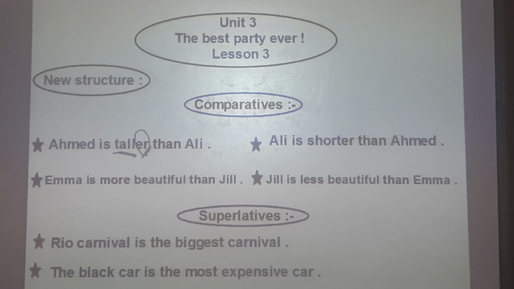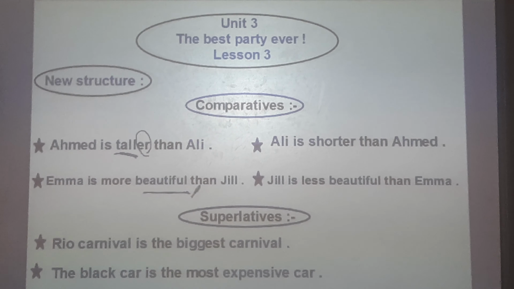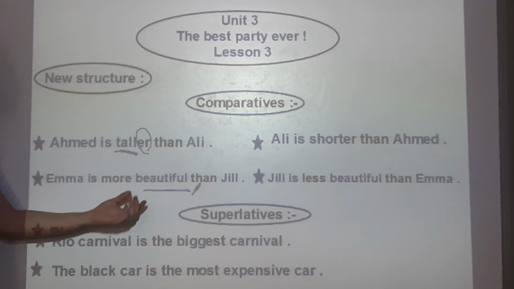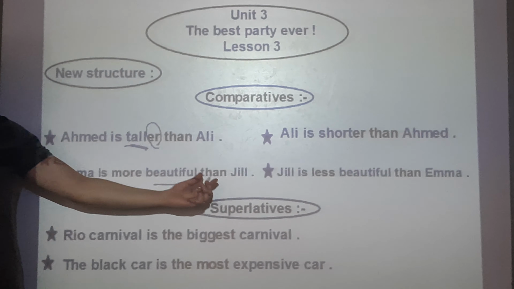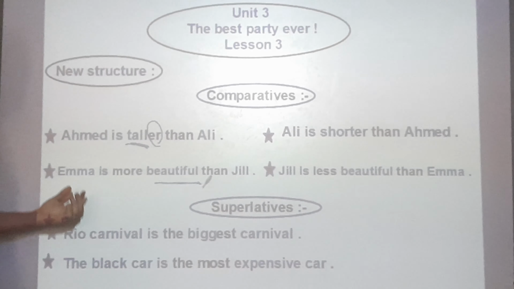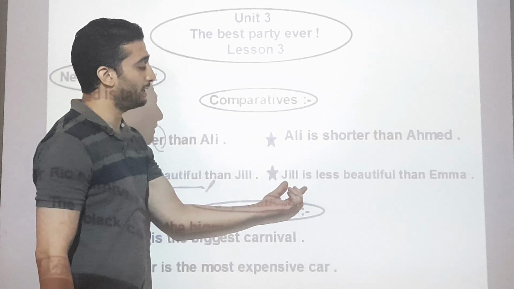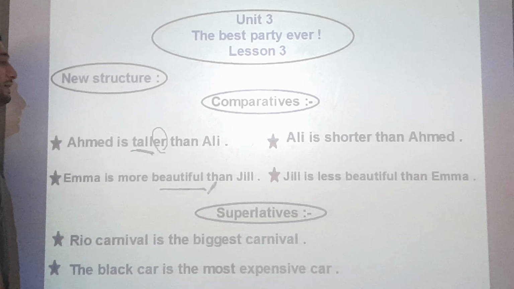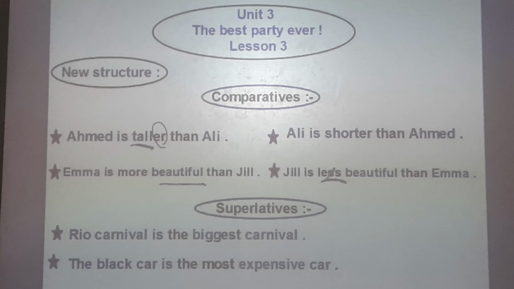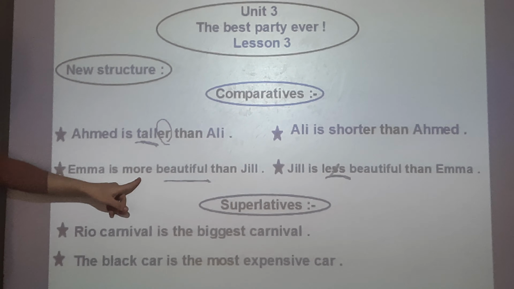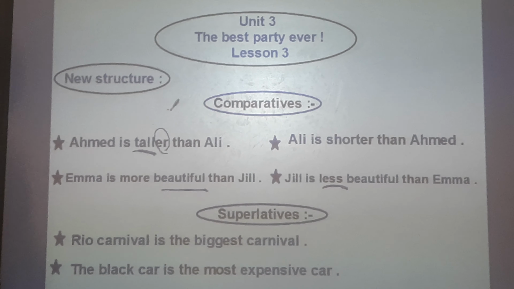Emma is more beautiful than Jill. Here, beautiful consists of two or more syllables. So, if the adjective consists of two or more syllables, we put more before the adjective and then than after the adjective. Like here, Emma is more beautiful than Jill. Jill is less beautiful than Emma. And here, we're talking about the lower level in the adjective, here the higher level in the adjective, and here the lower level in the adjective.